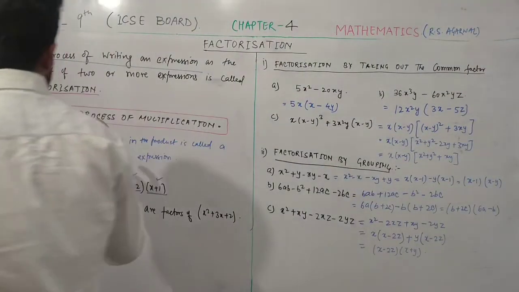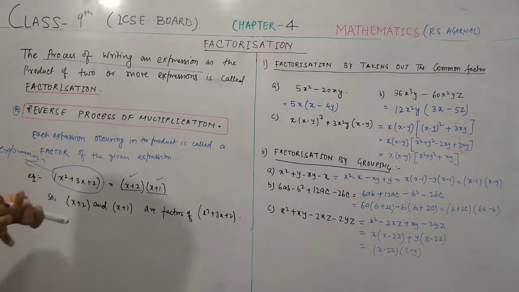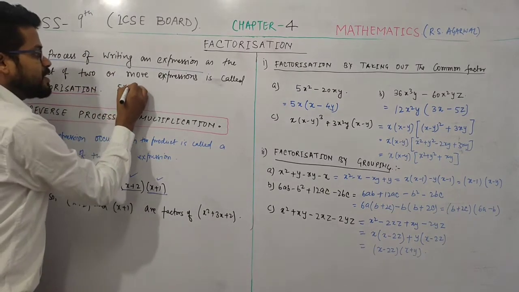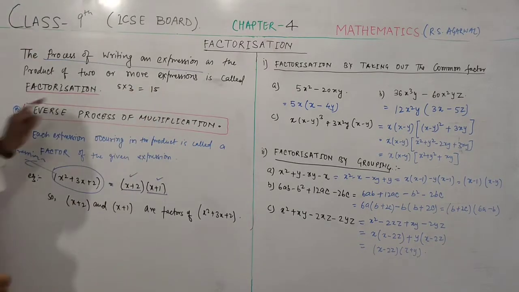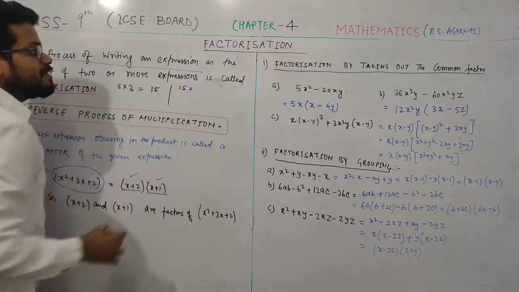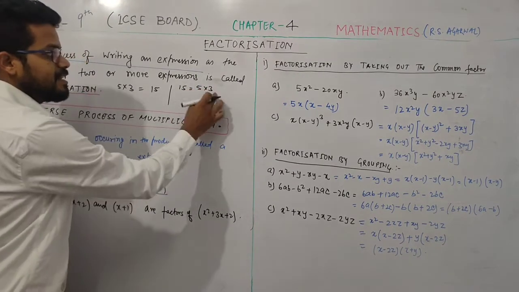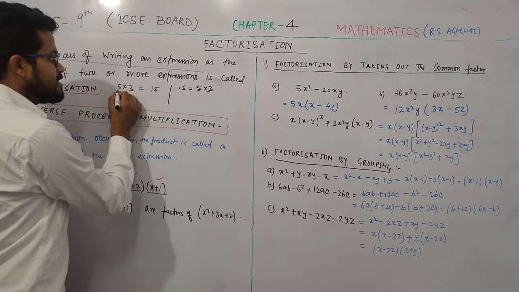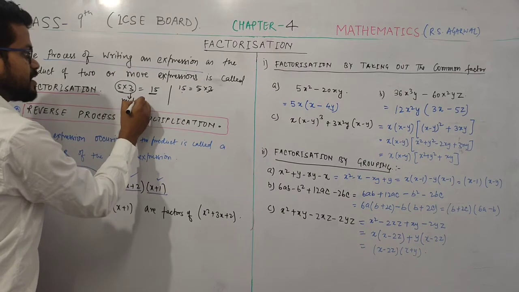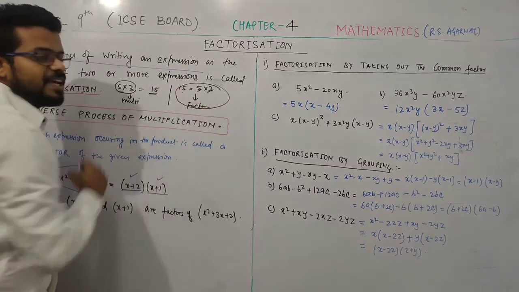Here one important point: factorization is basically the reverse process of multiplication. Example, 5 into 3 is equal to 15. This is the multiplication process. But if a question is given, write the factors of 15, I write this as 5 into 3. This is the factorization of 15 and that is the multiplication of 5 into 3. So in simple language, this is called multiplication and this is called factorization, okay.